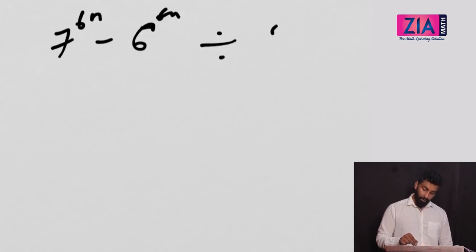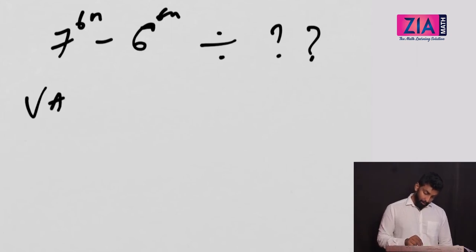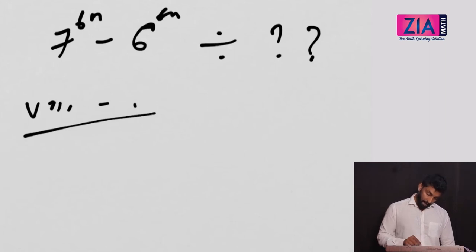Now in this question, 7 raised to 6n minus 6 raised to 6n is divisible by what? Okay, that is what they are asking. So this is a very flexible question. Your answer is given in numbers, so you just substitute the value. This is a variable to number question. You can find it in that way also. So just substitute any value.